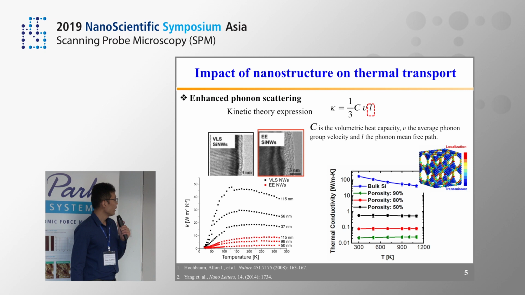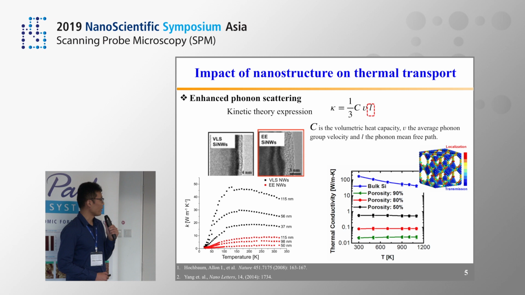As for nanostructuring and nanoscale thermal transport, we usually use the simple kinetic theory, which is put in this formula. The thermal conductivity is proportional to the specific heat, the phonon group velocity and the mean free path. As shown in this previous paper, when there is a lot of phonon scattering, the thermal conductivity of silicon in this case decreases a few times.